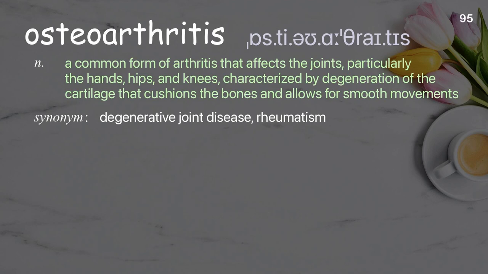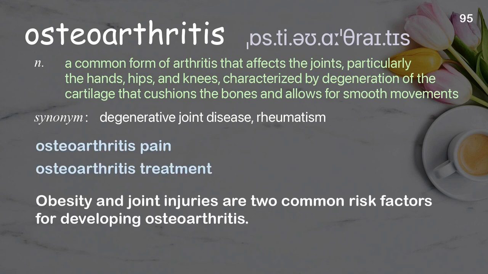Osteoarthritis. A common form of arthritis that affects the joints, particularly the hands, hips, and knees, characterized by degeneration of the cartilage that cushions the bones and allows for smooth movements. Examples. Osteoarthritis pain. Osteoarthritis treatment. Obesity and joint injuries are two common risk factors for developing osteoarthritis.